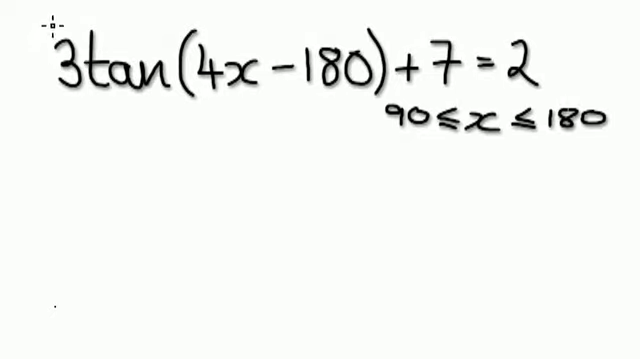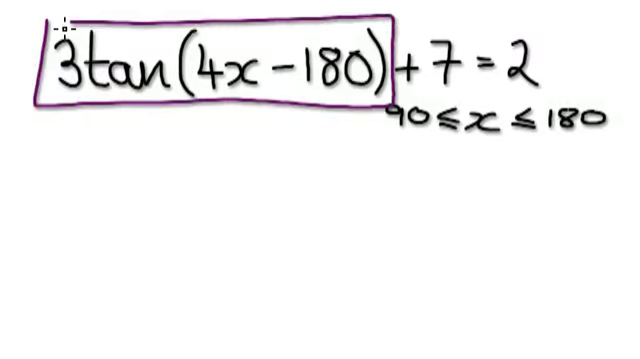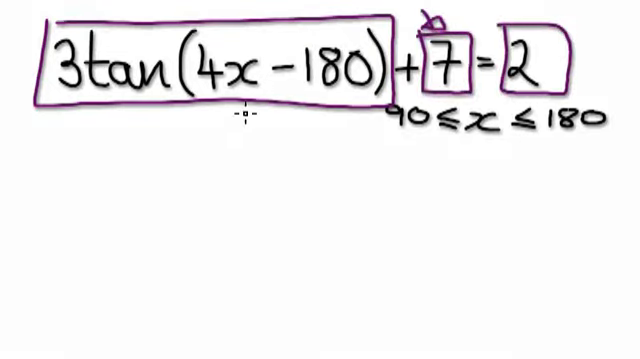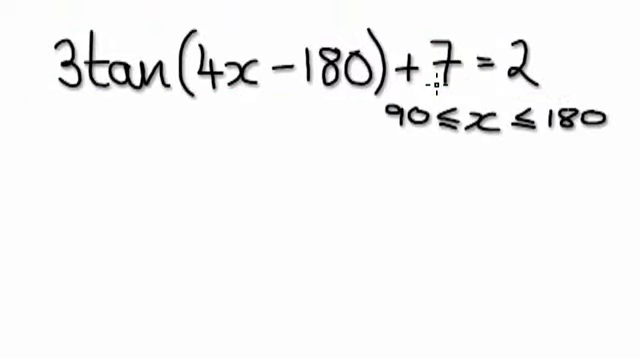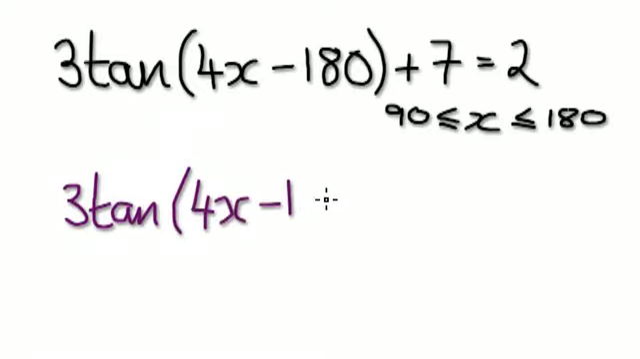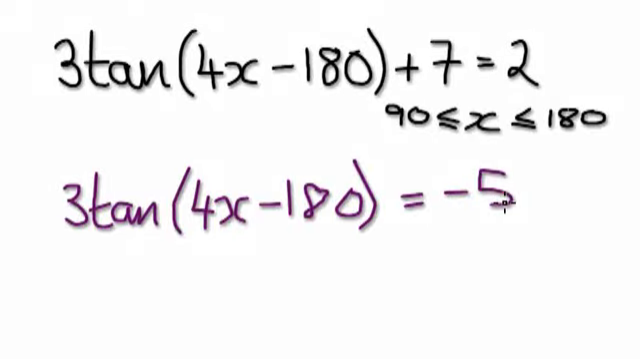Okay, so to do this here, visualize it as this. You've got one block here, plus 7 equals this block here. So kill off this 7. You're trying to get x on its own. So kill off the 7. So take away 7 from both sides. So this will be 3 tan 4x minus 180. And then remember, in your mind, you're taking away 7 from both sides, so that will be negative 5.